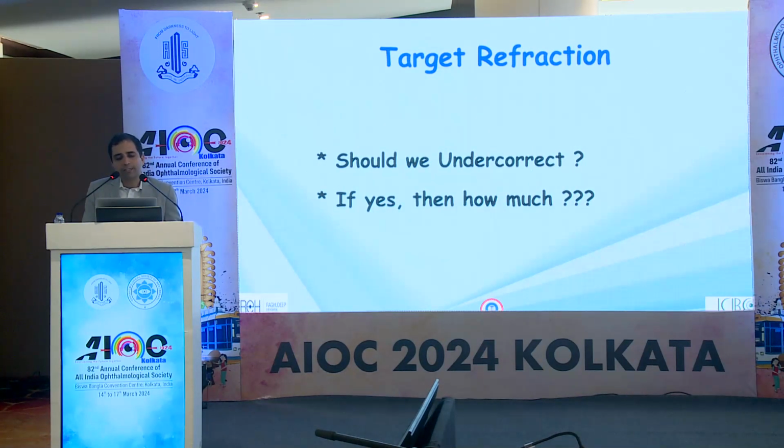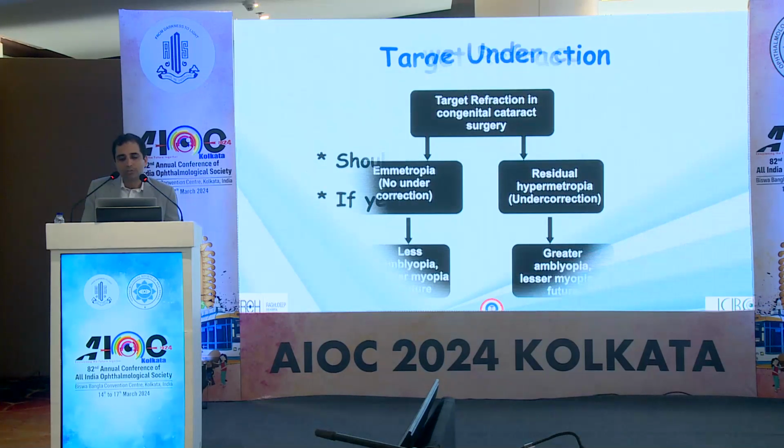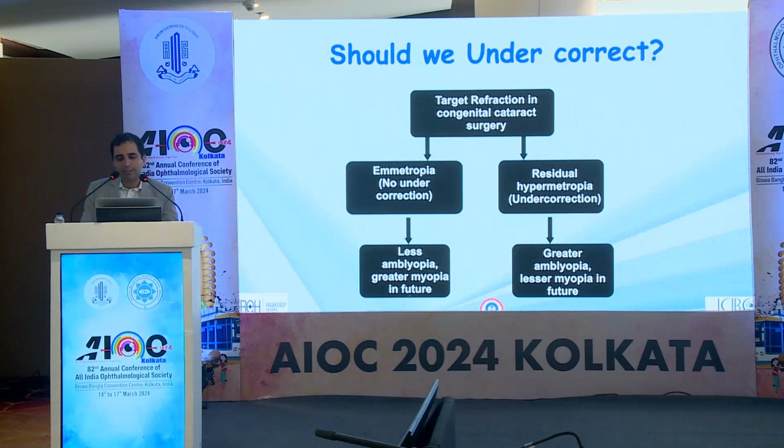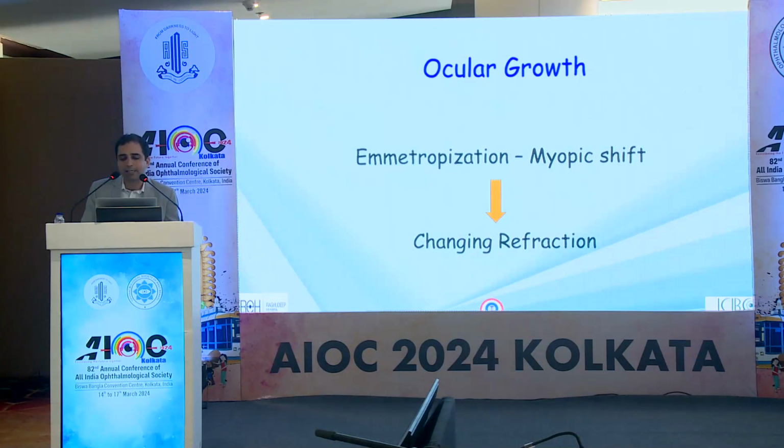In the target refraction, the main question is, should we undercorrect, and if yes, then how much? So the principle of undercorrection is that you may have a greater chance of getting amblyopia just now, but if you correct them well with spectacles, the chances of developing very high myopia when they grow up is much less. Whereas the theory for emmetropia, which means very little undercorrection, is less amblyopia now, but the chances of developing very high myopia when they grow up is quite high. So the general consensus is to undercorrect.